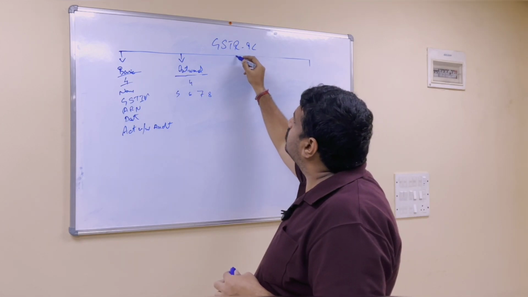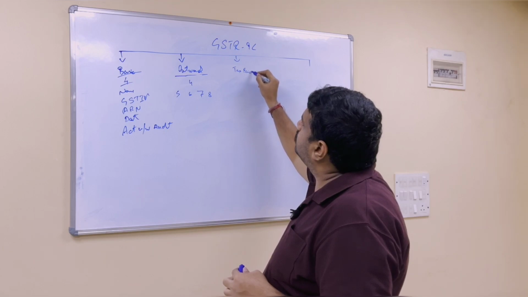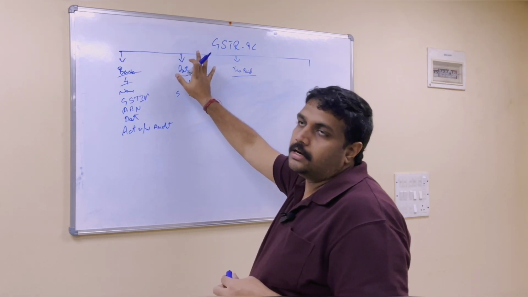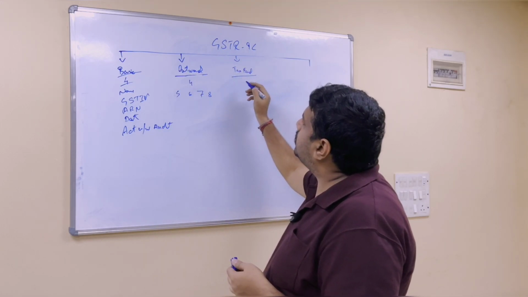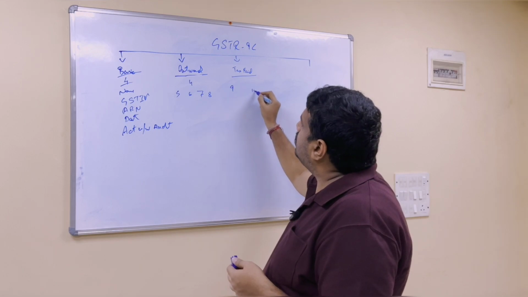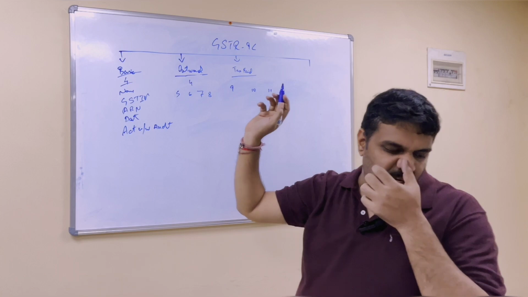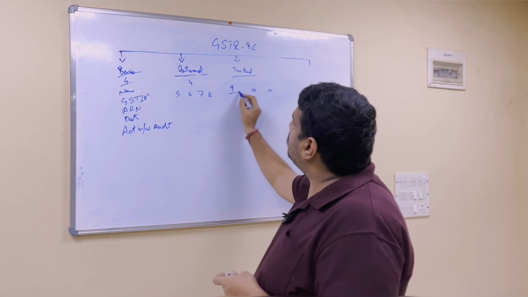Next part is tax payable. Tax payable or paid. This is first part, basic information. Second part, outward, which had 4 tables as we discussed now. Then we have tax paid, which is 9, 10, 11. Yeah, 3 tables in tax paid. Yes. Tax paid, table number 9.